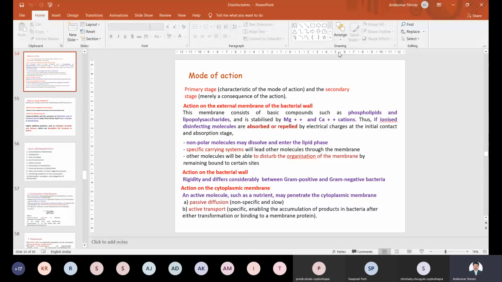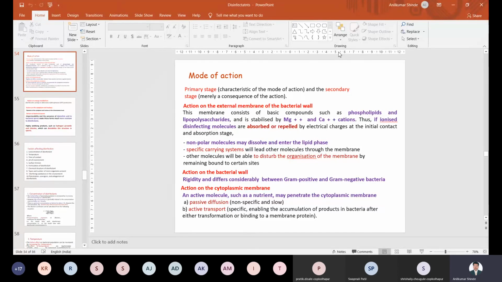So we'll see one point: what is the mode of action, the mechanism, of how we can kill the bacteria? We already covered this point, but we can just refresh it. Mode of action means how much concentration is required for killing the organisms and which type of organisms are killed. So what are the mechanisms by which we can kill microorganisms? In general, we can use different disinfecting solutions.